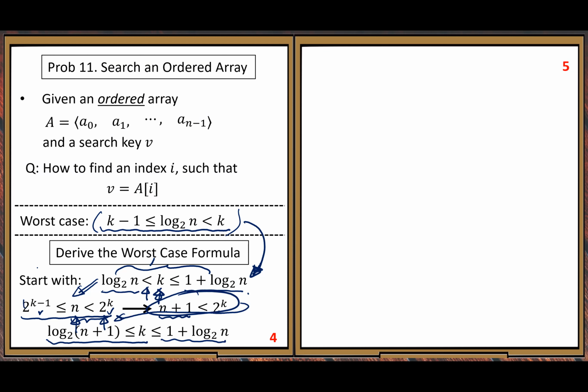Because look at this inequality, okay? We take log base 2: k minus 1 less than or equal to log base 2 of n. Add 1 to both sides, k less than or equal to 1 plus log base 2 of n. That is this one, okay? So we have a new inequality expression. K is between these two log base 2 expressions.